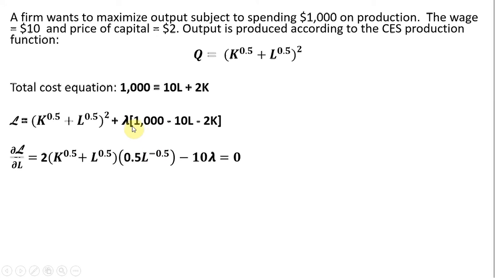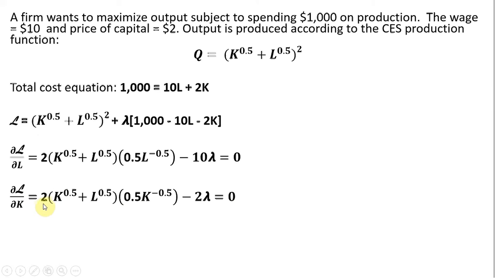Then we have to be aware that lambda is being multiplied by minus 10L, and the derivative of lambda times minus 10L is just minus 10 lambda. We don't have to worry about lambda times 1,000 or lambda times minus 2K. No L appears in those terms, and so we treat them as constants and they drop out as a 0 when we take the partial derivative. We'll set this equal to 0.